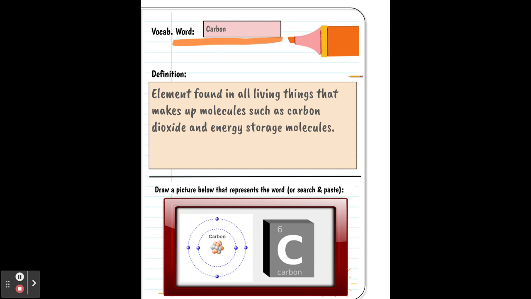Next one is carbon. Carbon is an element found in all living things that makes up molecules such as carbon dioxide and those energy storage molecules. They're the black dots that you see in the ESMs and the carbon dioxide. So they're found in everything that is alive or ever was once alive. Element found in all living things that makes up molecules such as carbon dioxide and energy storage molecules.